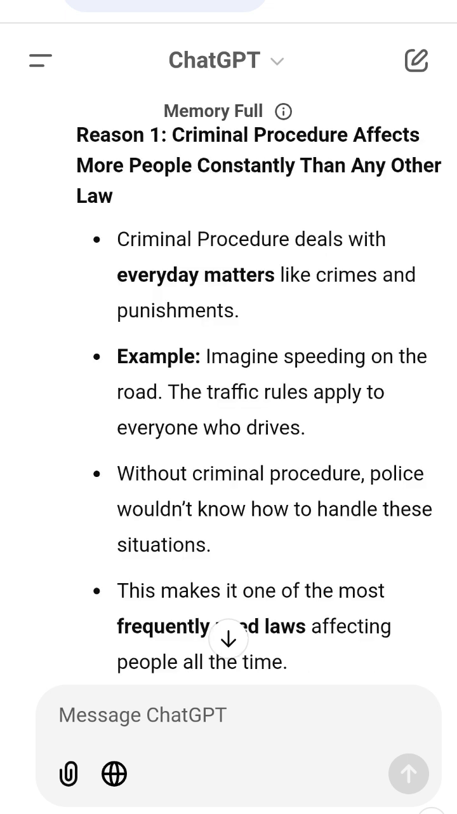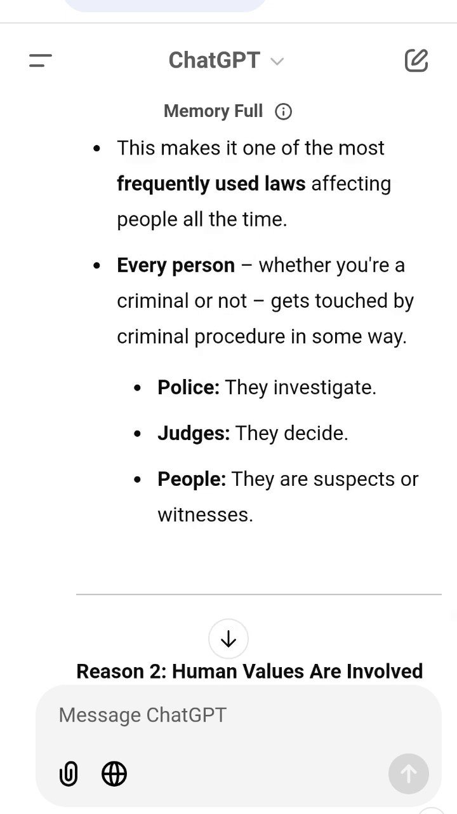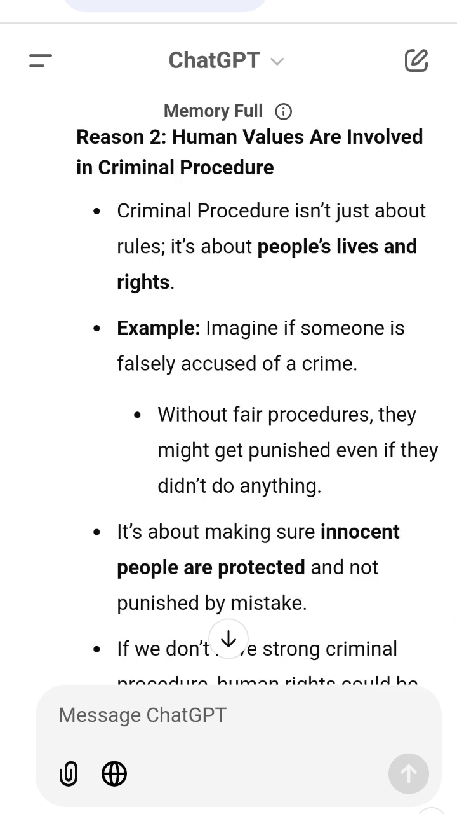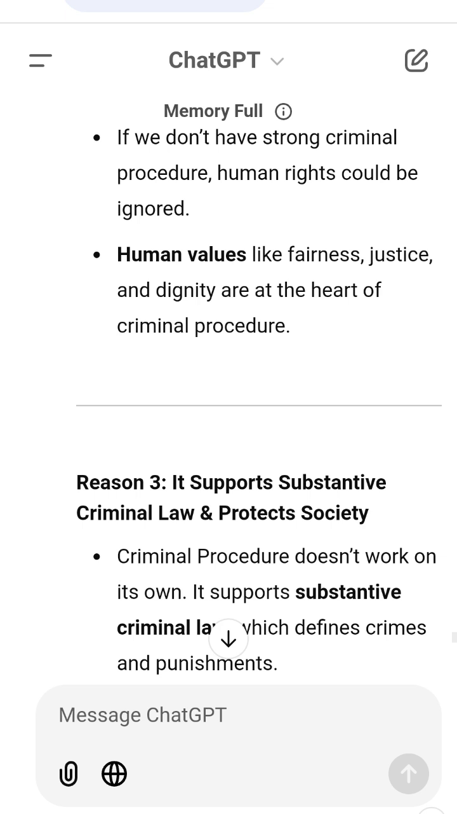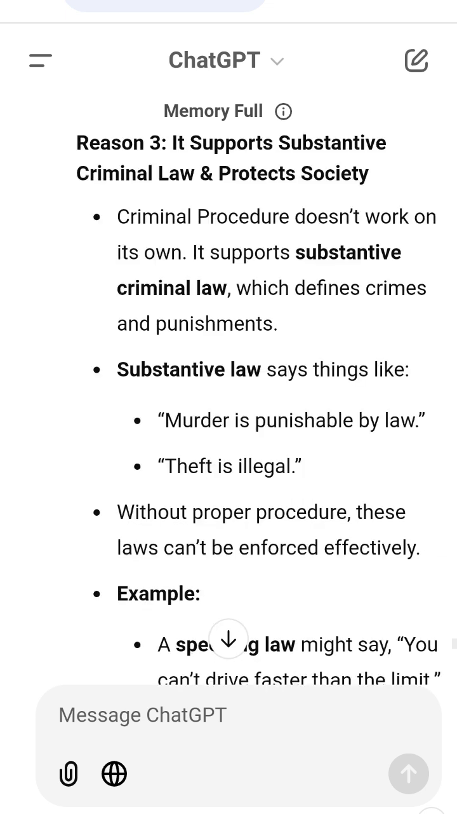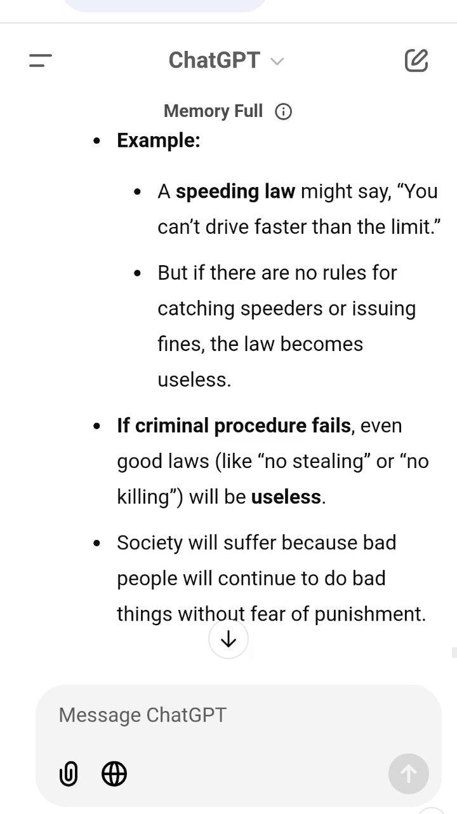Example to make it clear. Let's say there's a law that says no stealing. If a thief steals something, the police have to catch them. The judges have to decide if they are guilty. Without proper criminal procedure, the thief might get away. People who are guilty of serious crimes may not get punished. The fear of being caught or punished disappears. In this situation, good laws are powerless because criminal procedure wasn't applied properly.